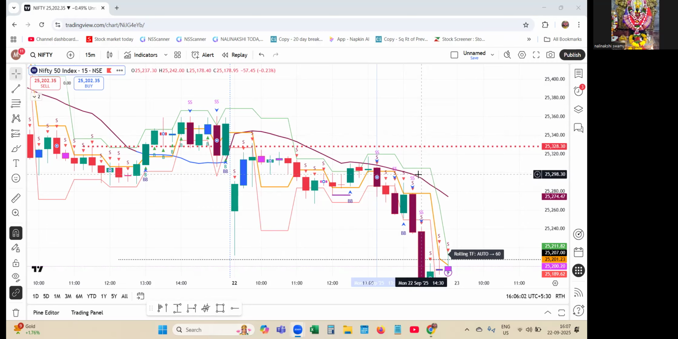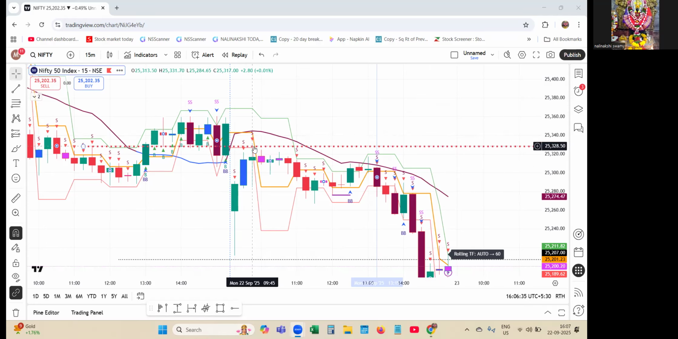Now I am demonstrating with the playback mode how this performed, how you could have taken a position in the put option. See, initially it made a low of 25,211, and then it rallied up to 25,331. 211 to 331, almost 120 points rally.